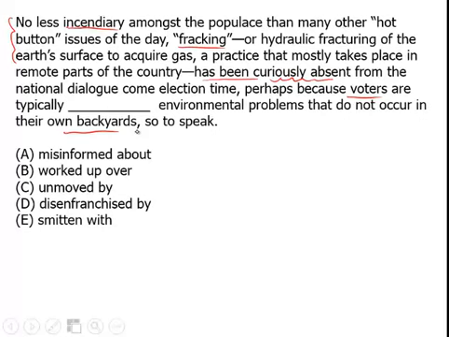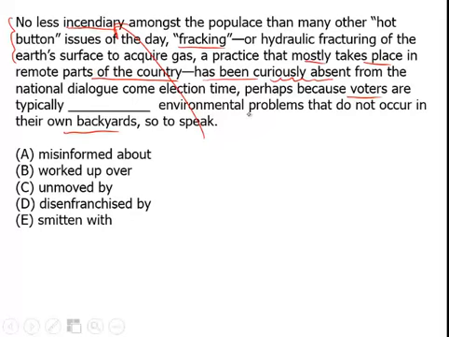And so here we have this little part that says "a practice that mostly takes place in remote parts of the country." And that's the whole idea of these multiple keywords. Most of the time they're there for a reason. This part, that it's controversial, sure, it kind of helps you, but it doesn't give you something as specific as you need, which is the fact that this is something that doesn't happen. That is, fracking is something that doesn't happen in people's backyards. And therefore, this is something that voters are typically what?